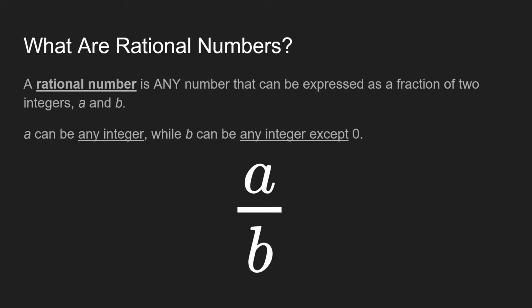A rational number is any number that can be expressed as a fraction of two integers a and b. A can be any integer you like, while b can be any integer except for 0. The reason being is you cannot divide any number by 0.